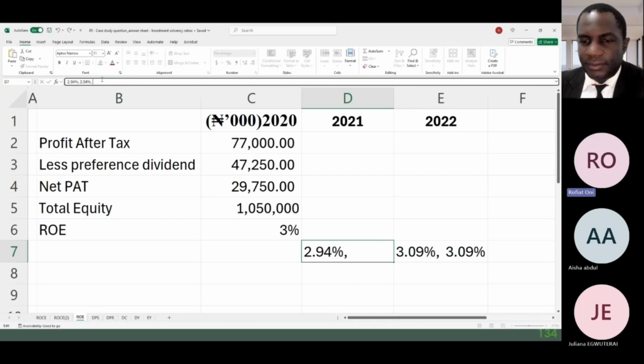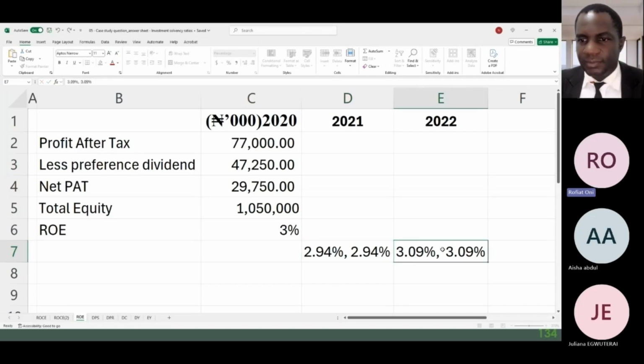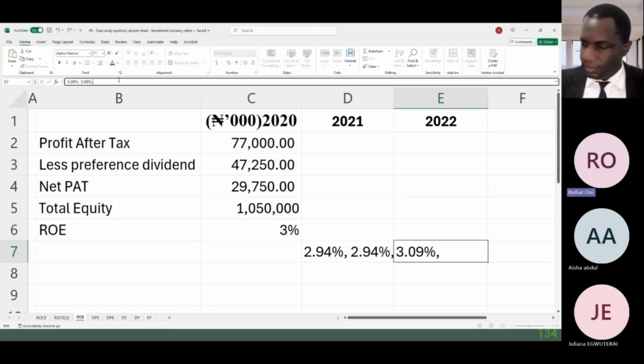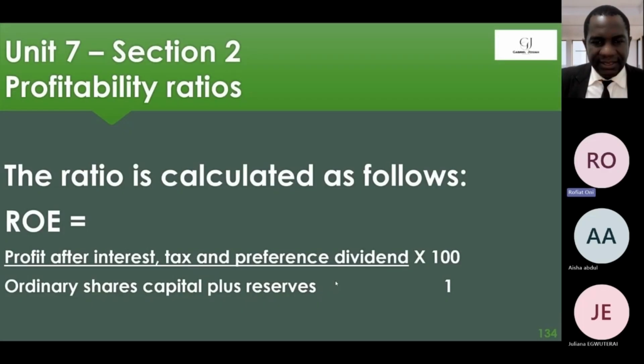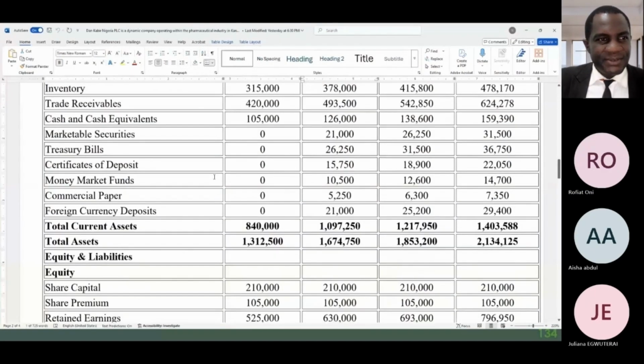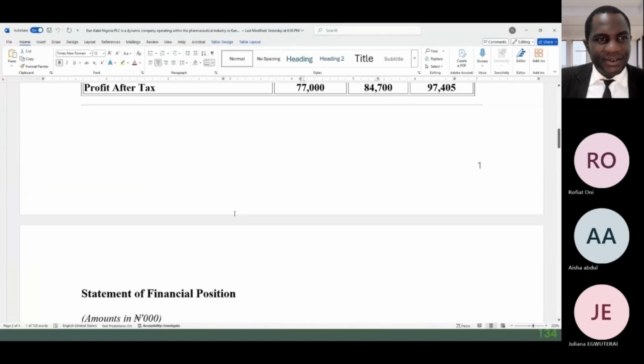For 2021, I have 2.94%. Oh, the same thing exactly. For 2022, I have 3.09, so approximately 3.1. Okay, I'll go for your 3.09. Three of us have exactly the same figures, and I like that. So let me just run through that and confirm.